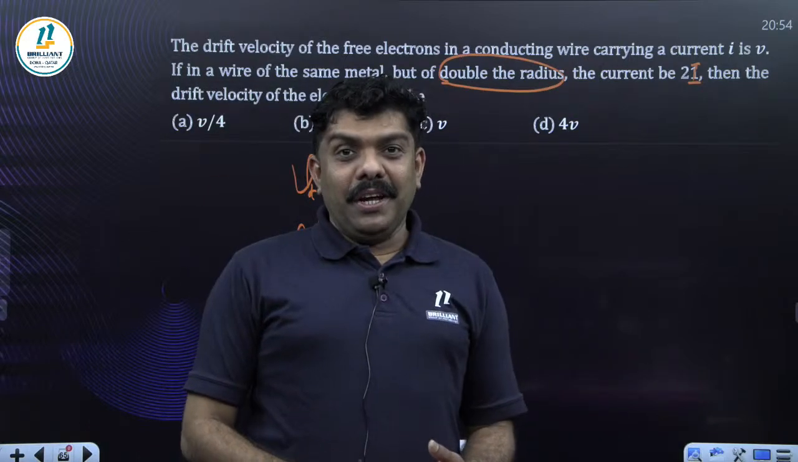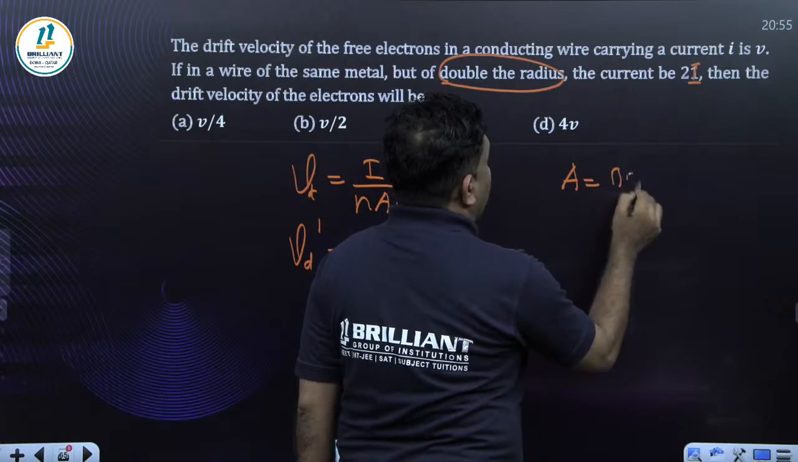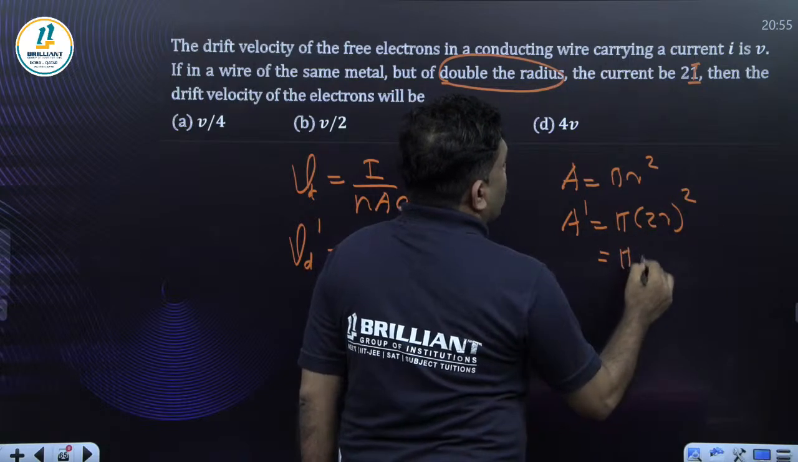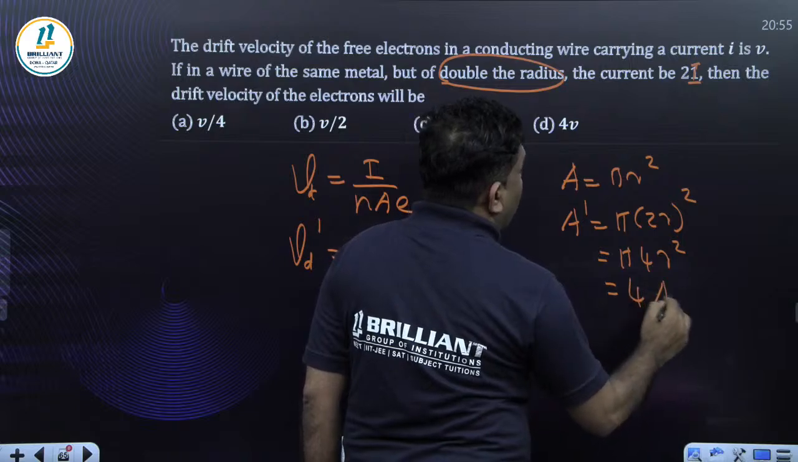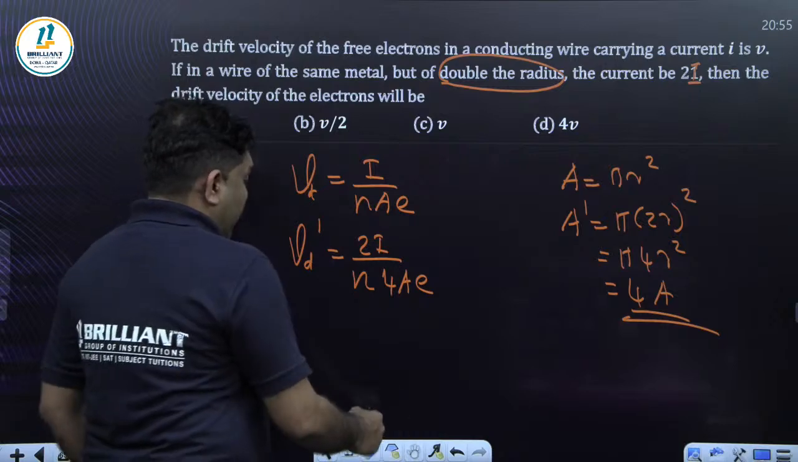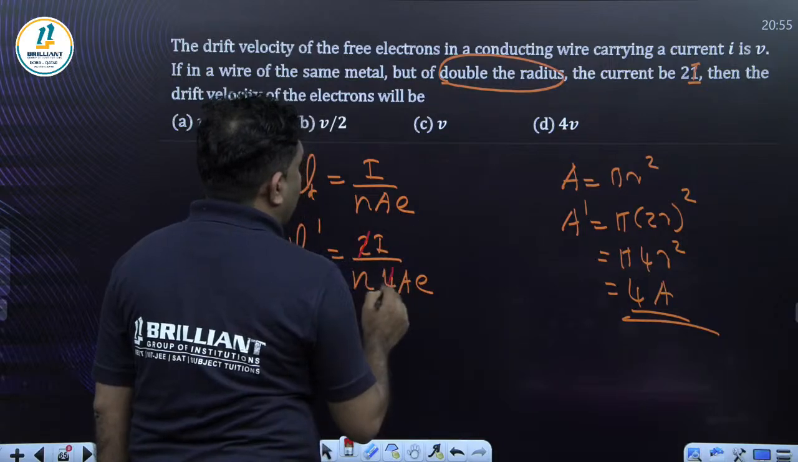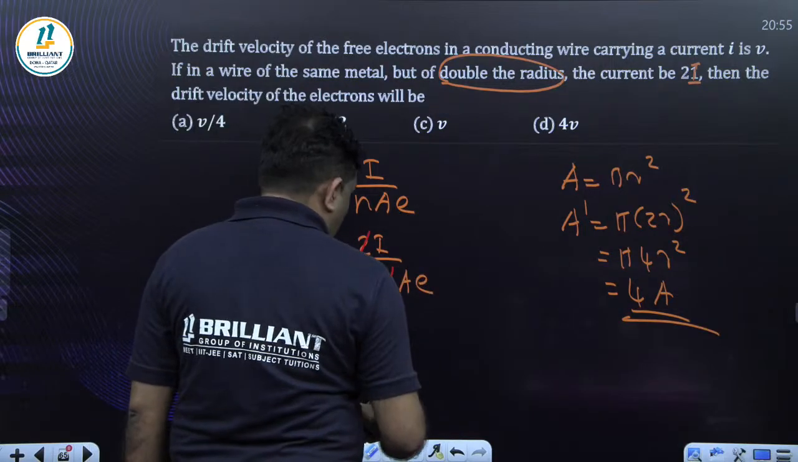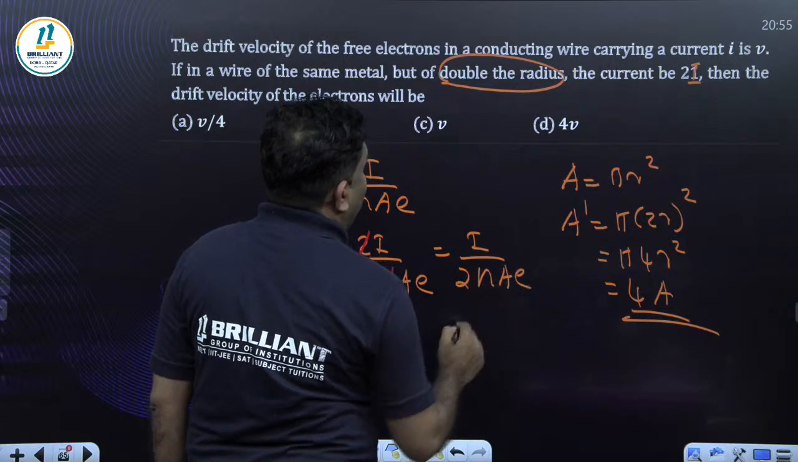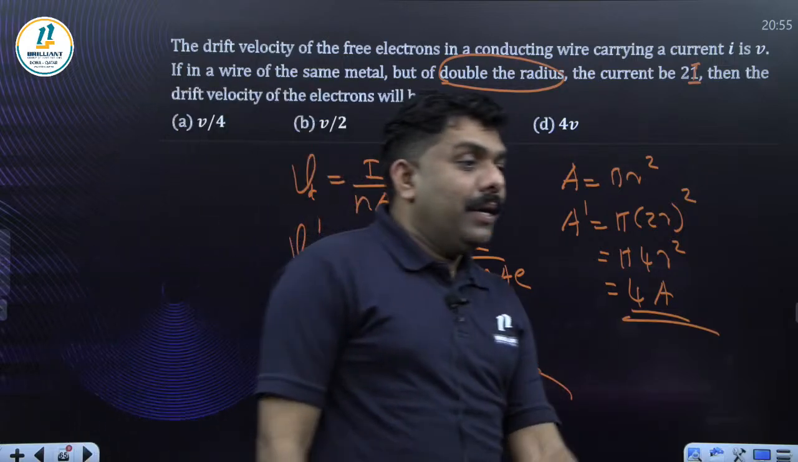Radius doubled means the area increases by 4 times, because area is equal to pi r square. So the new area is pi into 2r the whole square, which is pi 4r square. So 4 times the area into E is there. Now we cancel the terms: this 2 and 4 cancel, so the denominator 2 remains. So that is equal to I by 2 NAE, which is equal to V by 2. So it decreases by 2 times.